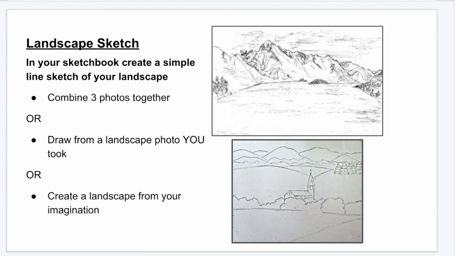So what you need to do is a landscape sketch in your sketchbook and choose one of those 3 options. Combining 3 or more photos together, draw from a landscape photo you took, or create a landscape purely from your imagination. And do just a very small, simple line sketch in your sketchbook.